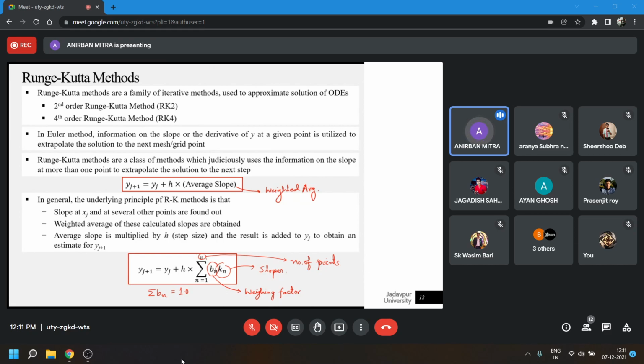As I said, if we consider 2 points, that is n varying from 1 to 2, that makes it a second order RK method, and it is represented by RK2. Similarly, if n goes from 1 to 4, then it is a fourth order Runge-Kutta method, and it is represented by RK4. So that is basically the RK method in general.